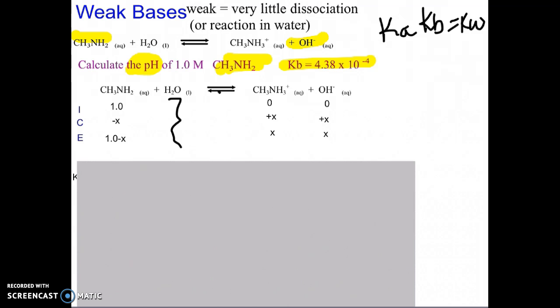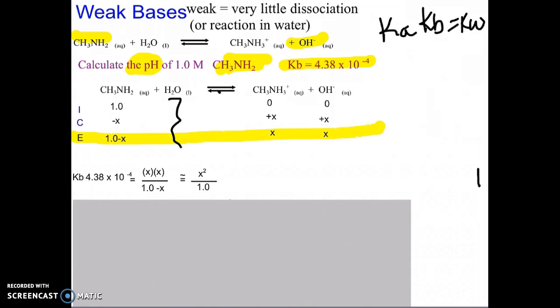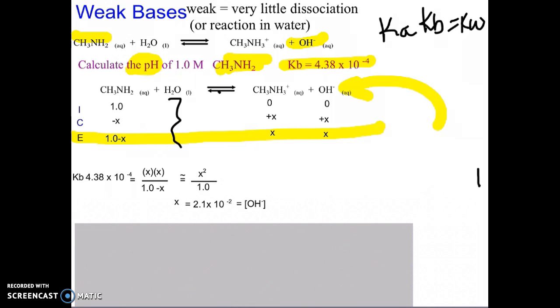And so I set up my RICE table at my equilibrium line. So let's go back to this. I'll move that over to the side. So now the Kb that we were given is equal to this equilibrium line, since it's a Kb because of that OH right there, okay? So the Kb is 4.38 times 10 to the negative fourth. That's going to equal x times x over 1.0 minus x. Solving it the simple way, we're going to say that x is equal to 2.1 times 10 to the negative 2. That's the hydroxide ion concentration.